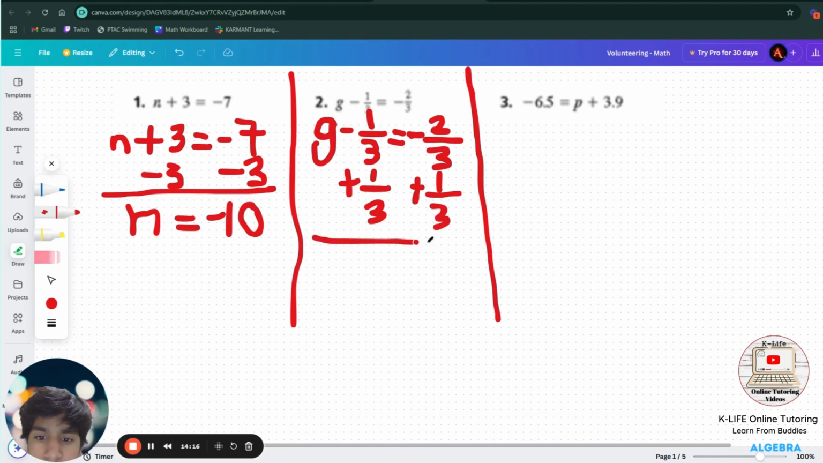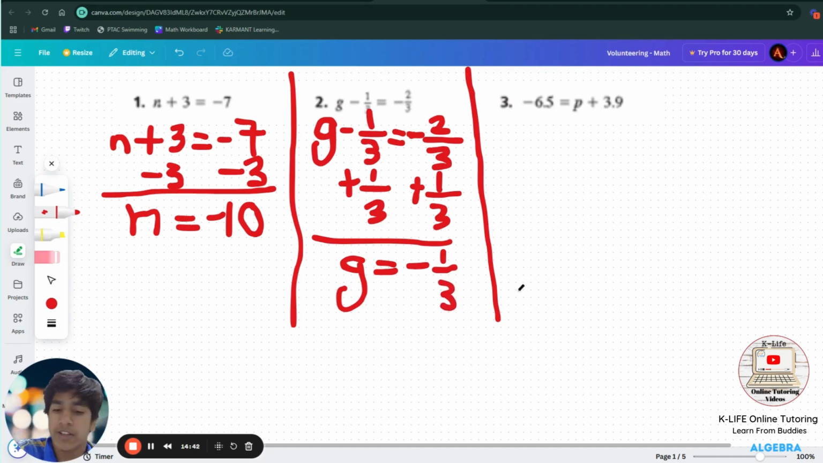So that will give a result of g equals negative 2 over 3 plus 1 over 3. So just think of it like negative 2 plus 1 equals what? That's going to be negative 1. So that will be negative 1 over 3. So that's your answer. g equals negative 1 over 3. I hope you've been getting your answers correct till this point. Okay? Let's just go further and do all of them correct. Let's hope.